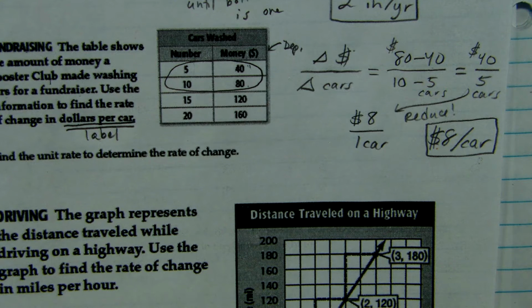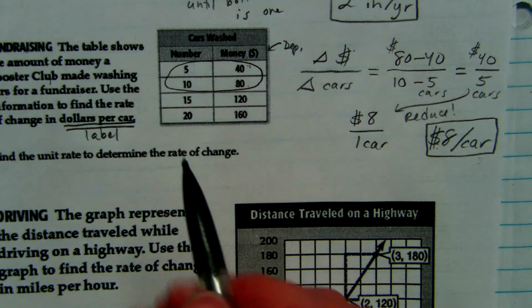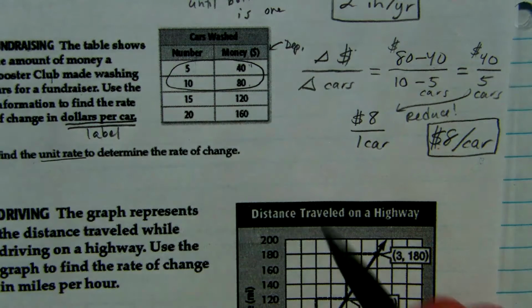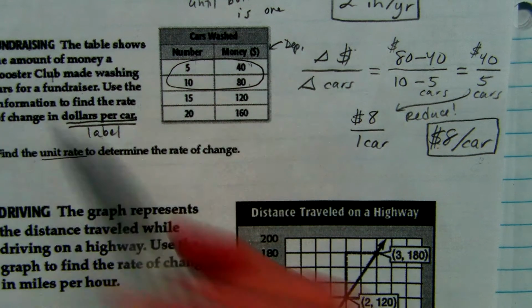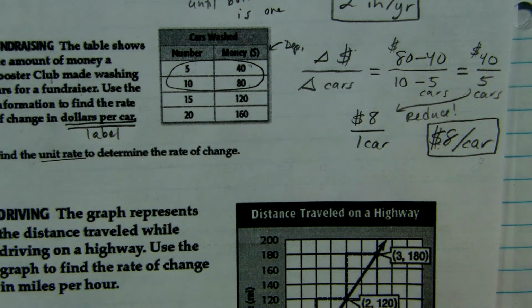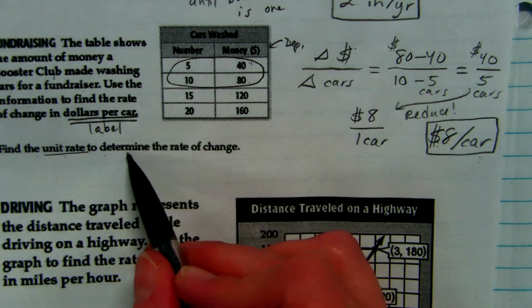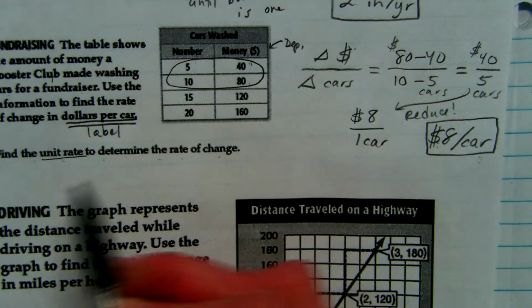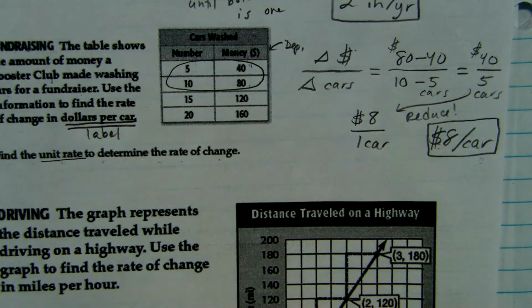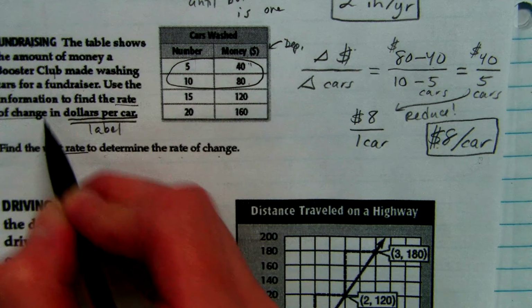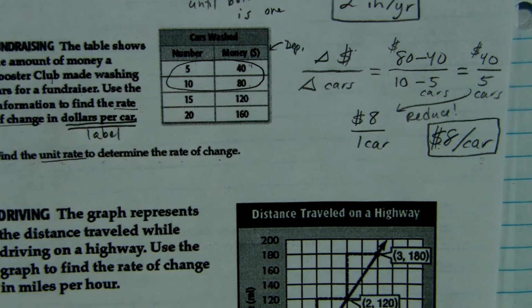On that thing, it doesn't say find the unit rate. Do you still have to? If it does down here, it says find the unit rate. Oh, well, use the information to find the rate of change. So it says find the unit rate to determine the rate of change. So that was like the rest of the directions. I don't know if I read that part. But it's all the same thing. So the rate of change and the unit rate are basically the same thing.